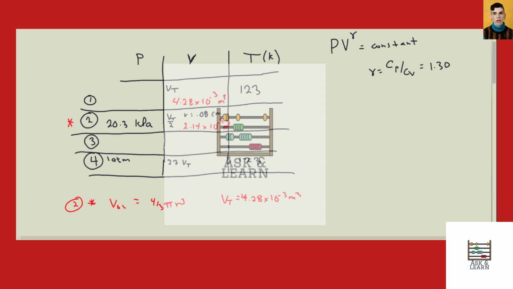And it will also give us then the volume at point 4, which is 27 times that, which is 0.116 cubic meters. And we can fill in that entry into the table.